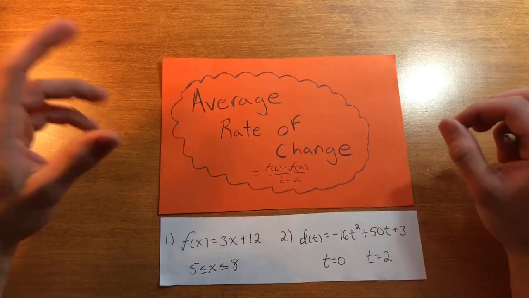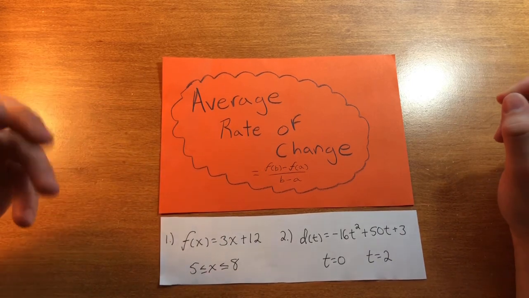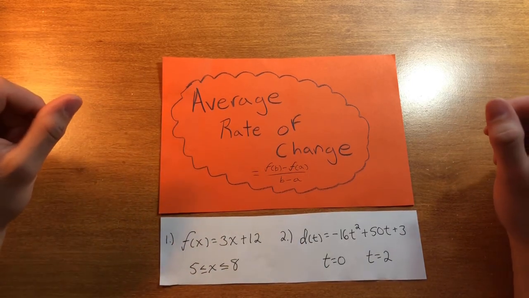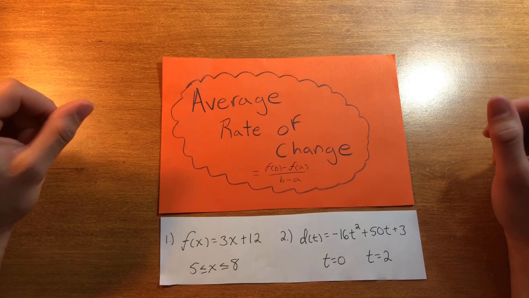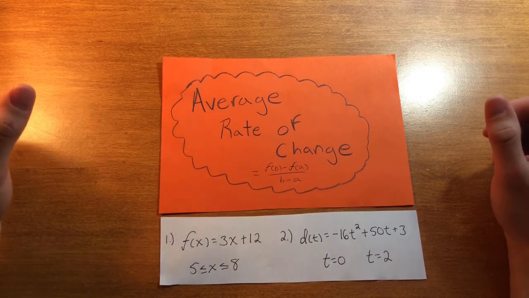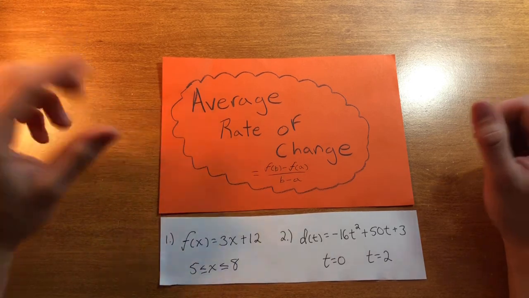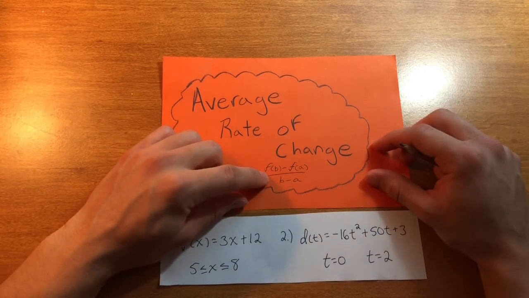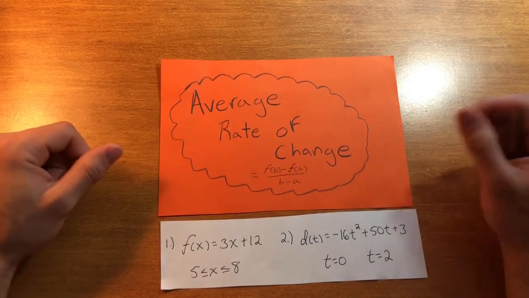I just wanted to mention first that sometimes you're given a table and asked to find the average rate of change, or maybe given a graph, or even maybe within a word problem, you're asked to find the average rate of change. Regardless, you're going to want to use this formula here. So this formula is going to be very important to us.